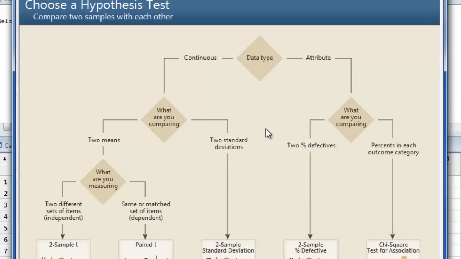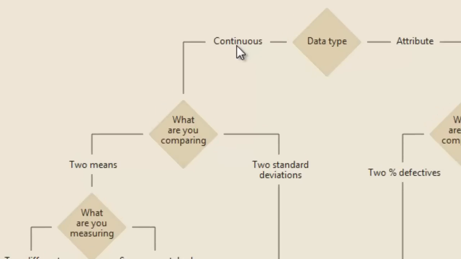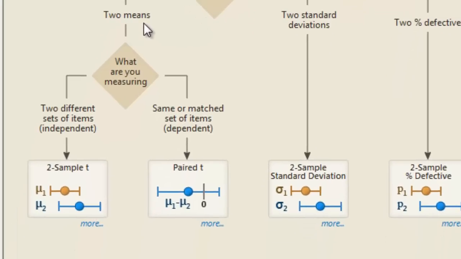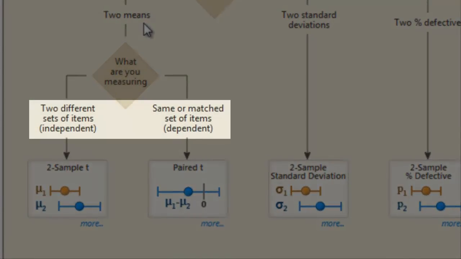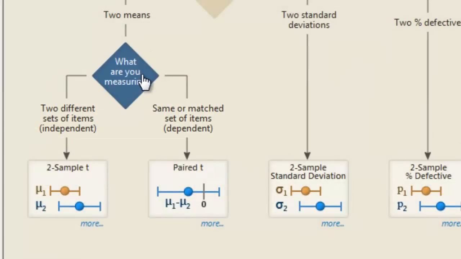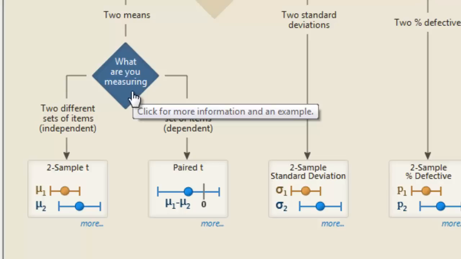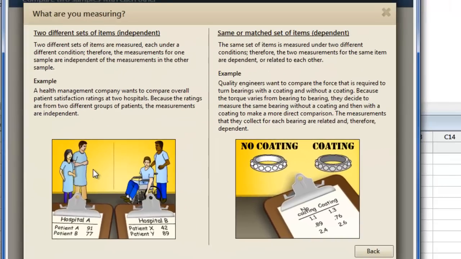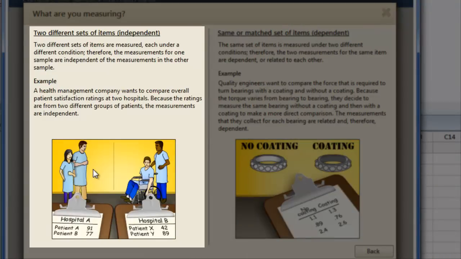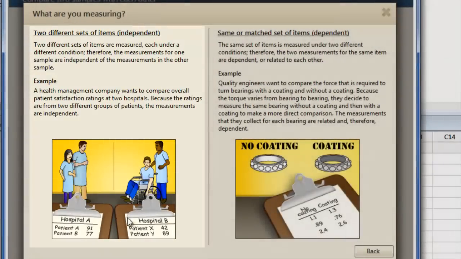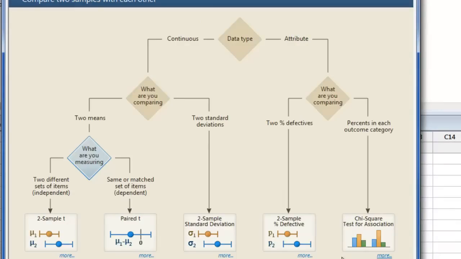Suppose we know that we have continuous data and we know that we want to compare two means. But suppose we don't know if our data are dependent or independent. To help us answer this question, we can simply click on the diamond for a detailed explanation. By reading through the descriptions and looking at the examples, we can determine that our samples are independent, so we will click back and then choose the two-sample t-test for independent data.